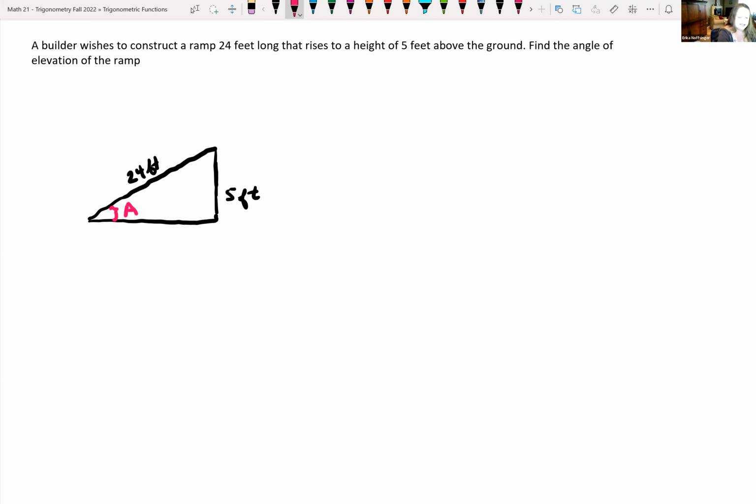So looking at this, I have my opposite side and I know my hypotenuse. And so that tells me I'm going to be using sine. So I have sine of angle A is equal to opposite, which is 5, all over hypotenuse, which is 24. So I want to figure out what A is. I don't know what angle of sine would give me back 5 over 24. And so I'm going to take the sine inverse of both sides of my equation.